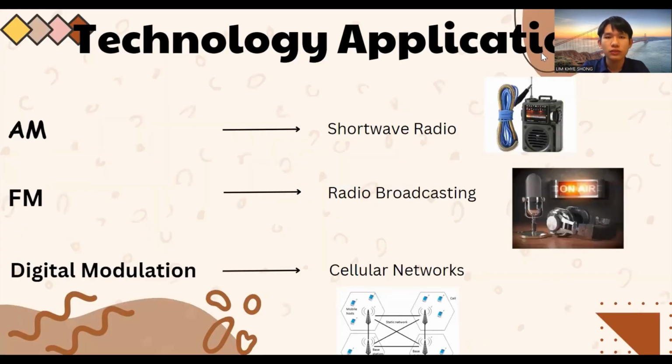Next, I will introduce the technology that applies those communication principles. Technology that applies AM is shortwave radio, where it can perform long distance communication. FM is commonly used in radio broadcasting for its high fidelity audio transmission, because it provides better signal quality and has resistance to amplitude noise. Digital modulation is widely used in cellular networks for transmitting data efficiently. Technologies like 3G, 4G, and 5G use advanced digital modulation schemes to achieve high data rates.